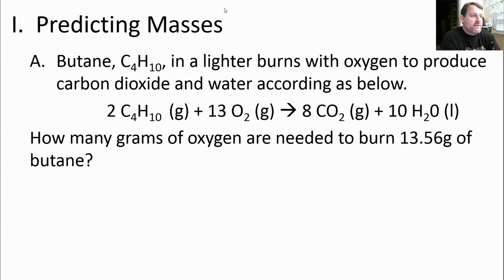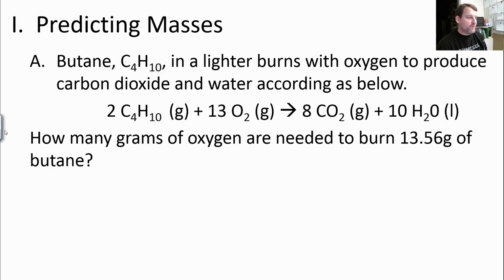So we have this balanced equation for the burning of butane. We have butane here on the left, which is C4H10, and we're going to react it with oxygen, burn it, and make carbon dioxide and water. So here's our carbon dioxide and our water. Now, what stoichiometry lets us do is predict how much oxygen we need, how much butane we need, how much carbon dioxide we'll make, and how much water we'll make. So let's get after it.